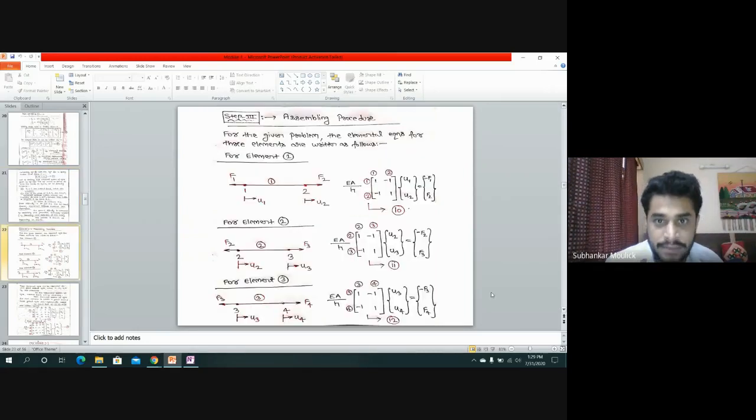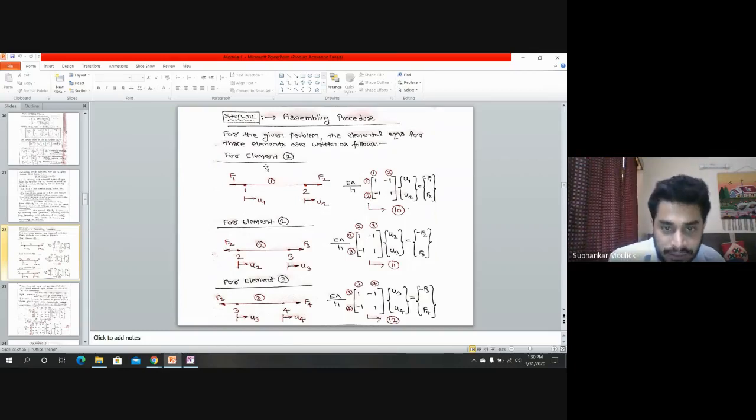Let us assemble. So the next step is the assembling procedure. I am taking element number 1. For element number 1, node i has value 1 and j has value 2. And what are these F1, F2? F1, F2 are internal forces acting in the element due to force P, when you have drawn the free body diagram.